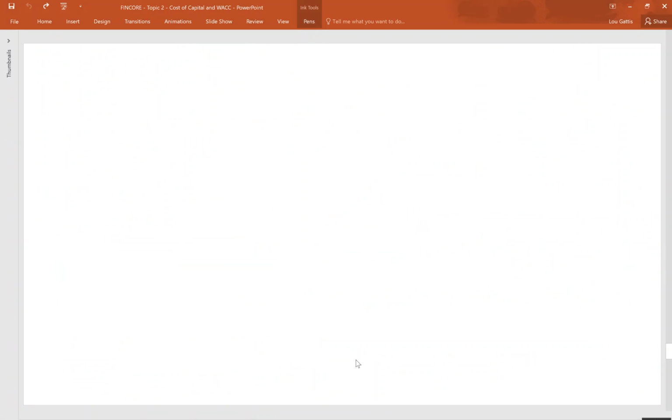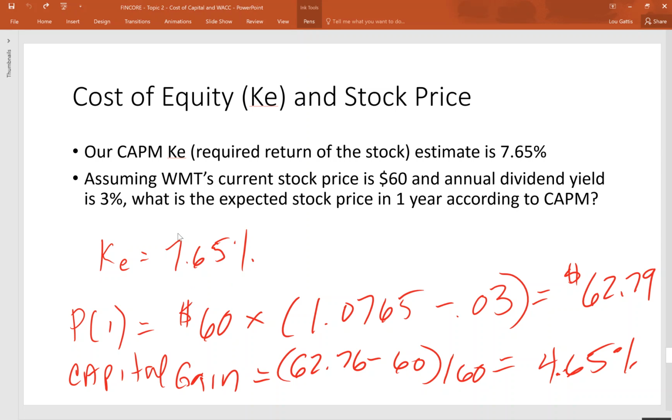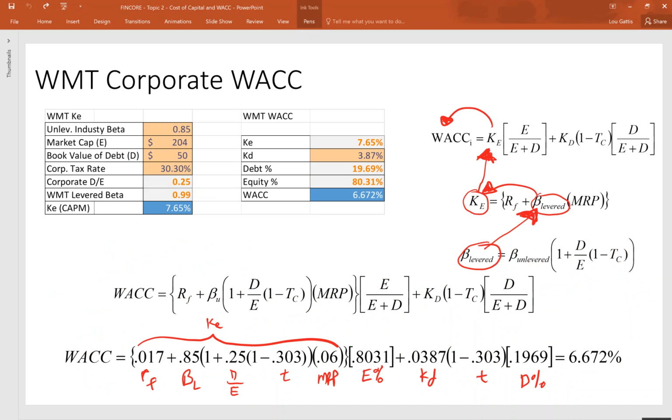Let me just talk a minute about what that means. Last time I did this, I got 7.65%. I guess it's rounding. So what that means, if CAPM says your cost of equity is 7.65%, and the current stock price is $60, that doesn't mean the stock price is expected to grow by 7.65%. It only means that if the stock pays no dividend. But Walmart pays a dividend of 3%. So if the model is telling me the total return of Walmart is going to be 7.65%, if I take out the 3% the shareholders are going to get from the dividend, that means it's only going to grow by 4.65%, or the stock price is going to go to $62.79.